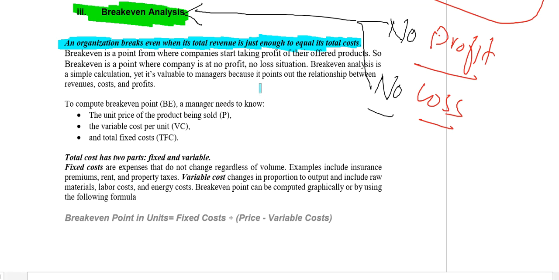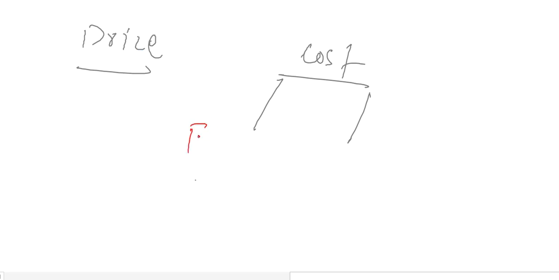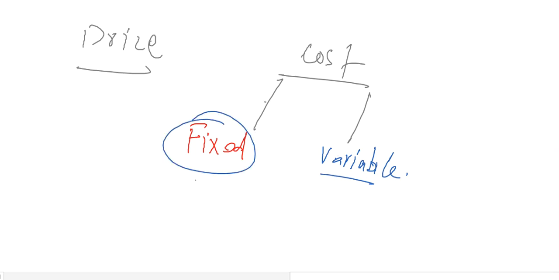Okay ji. So there is a formula of break-even analysis. First of all, before going to the formula, we have to understand two things. In this formula we have used the word price, and we have used the word cost. There are two types of costs. Number one, fixed cost, and number two, variable cost. Okay ji, fixed cost is the cost which remains the same, which does not change. Variable cost is the cost which may change.